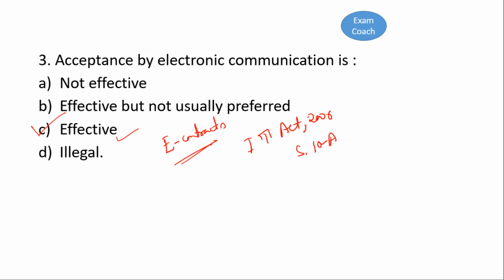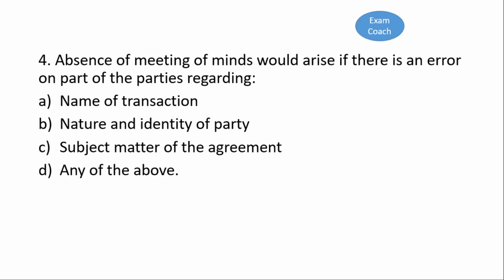So acceptance by electronic communication is effective. Fourth question is, absence of meeting of minds would arise if there is an error on the part of the parties regarding. So the correct option is D, any of the above. The error can be in the transaction, nature and identity of party, or subject matter of the agreement.